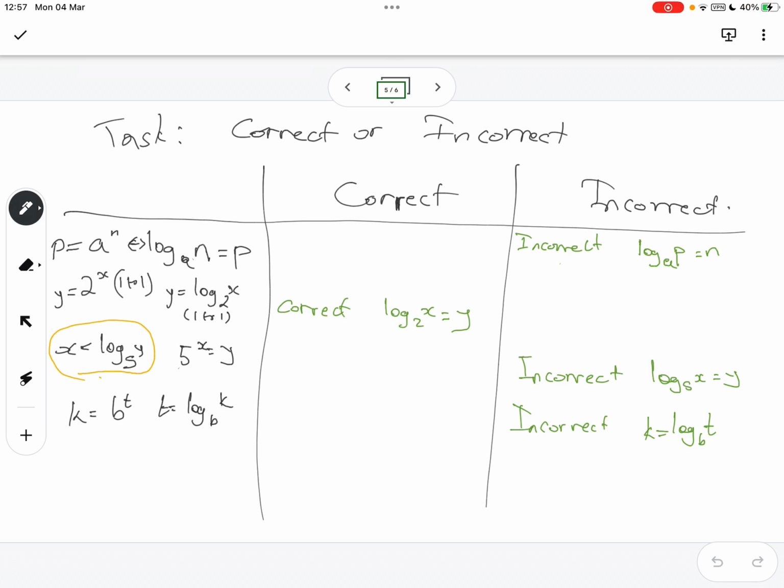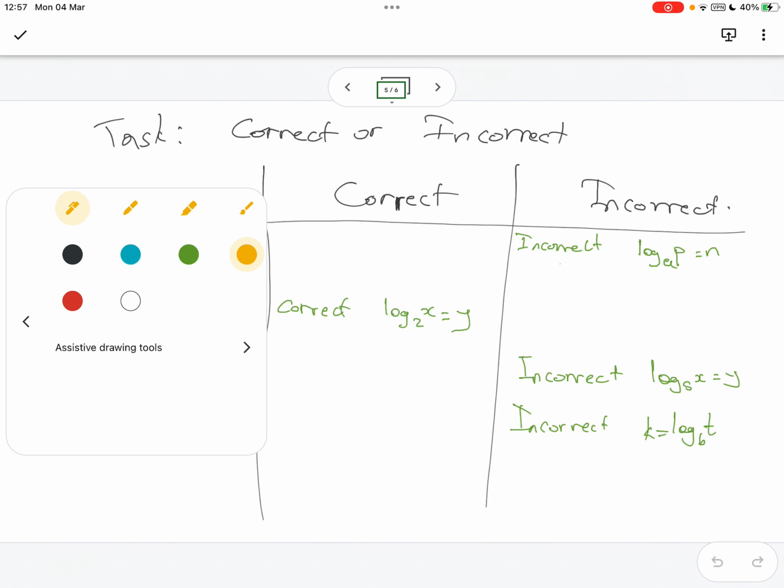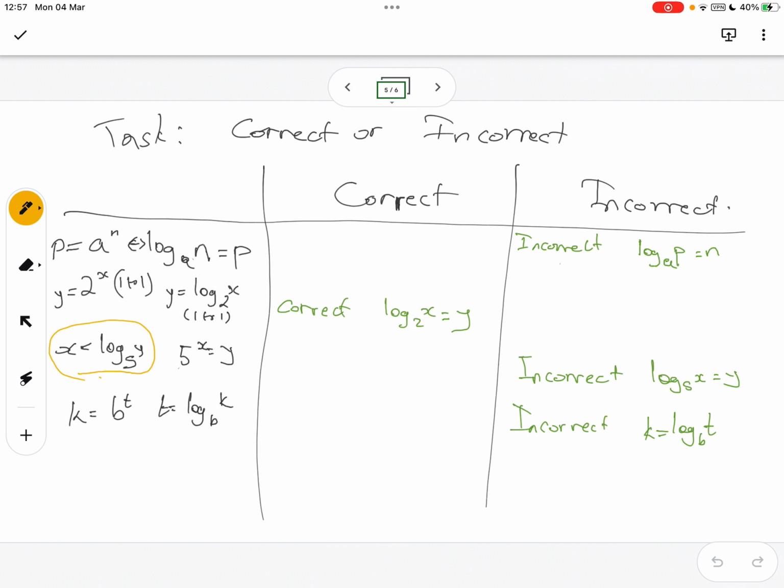All right. So the first one is correct. The first one is correct. It is correct. Why? I did it again. So do it. Okay, let's do it.